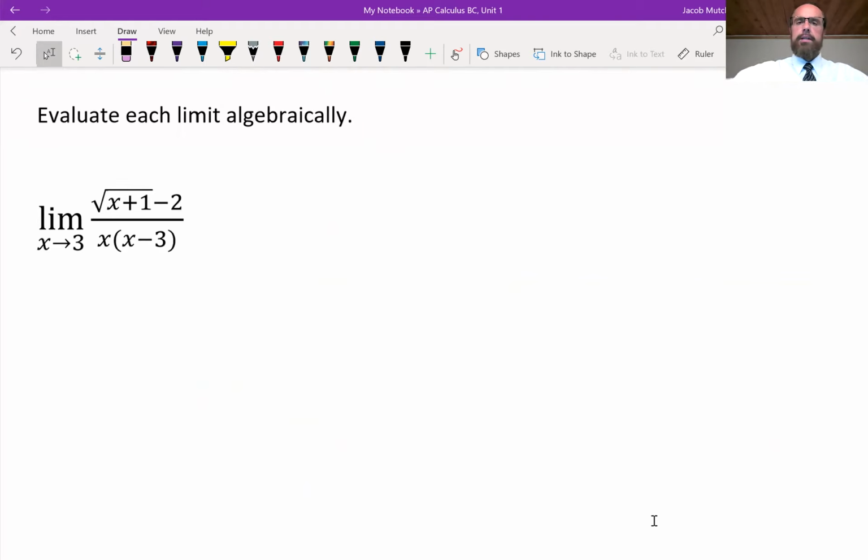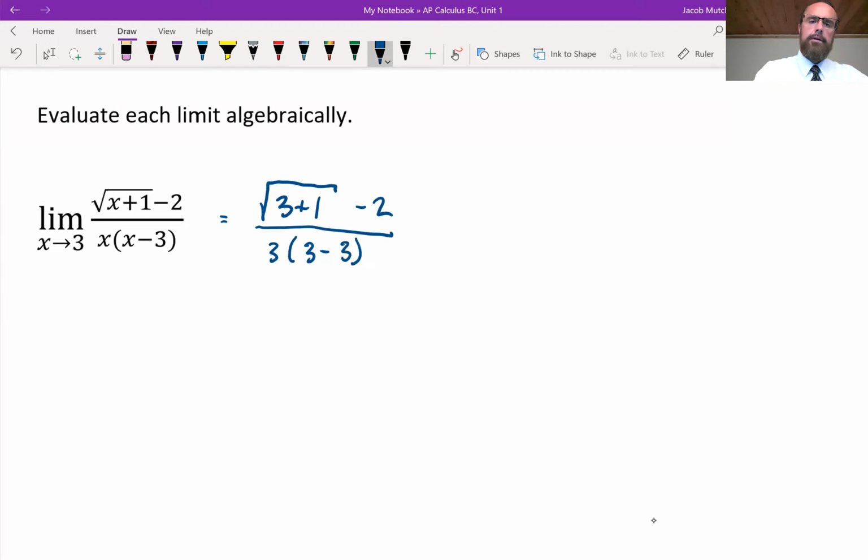So we should check to see, does direct substitution work at the outset here? So we're just going to say, okay, I'm going to try it. Let's put in 3 for every x. So this is the square root of 3 plus 1 minus 2 over 3 times 3 minus 3. And you know, you try direct substitution because it's the most direct route. If it doesn't work, then we can try something else, but let's try it. So the square root of 3 plus 1 is square root of 4, which is 2, minus 2 is 0.